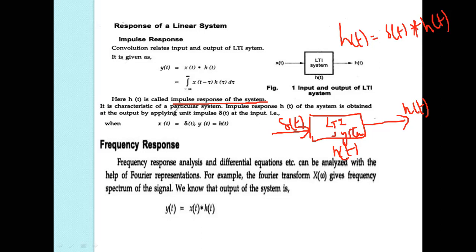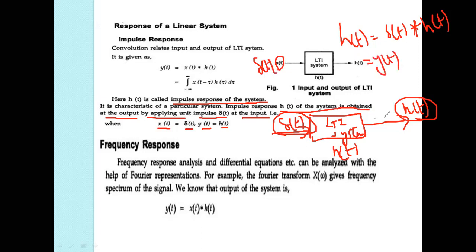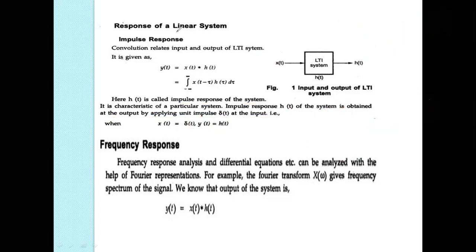It is a characteristic of a particular system. The impulse response h of t of the system is obtained at the output by applying the unit impulse delta of t at the input. When x of t is equal to delta of t, y of t is equal to h of t. That means if I change this so that x of t is delta of t, what is y of t? It is h of t. Same. That is the impulse response of the linear time invariant system. Next one is the frequency response.